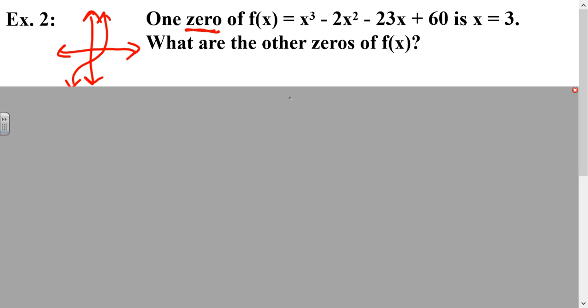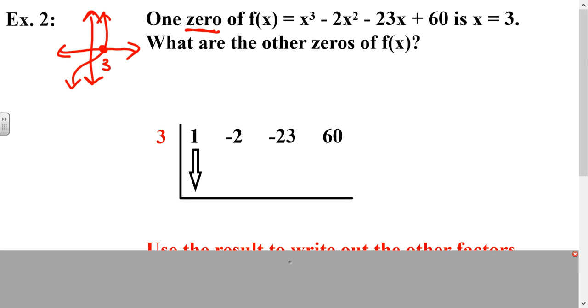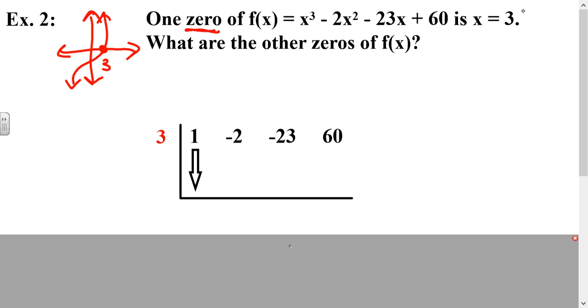It tells me the zero is x equals 3, so that means it crosses through at 3. And then I have to see if there's any other ones, okay? So since they gave me the zero, that's what I plug into my synthetic division. I don't have to do any other work this time. So when I set up my synthetic division, I'm going to put 3 on the outside because that was the zero. So the zero always goes on the outside.